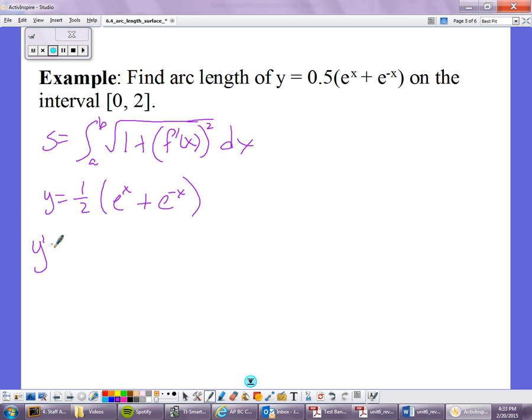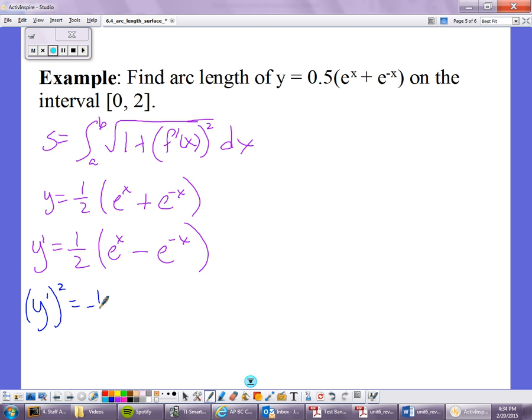y prime is going to be 1/2 of e to the x minus e to the negative x. Doing that a little quick. I don't think I'm making any mistakes, but you might want to double check that. Okay, let's go with red. We want to figure out what this is squared too, right? Because ultimately what we need is f prime squared.